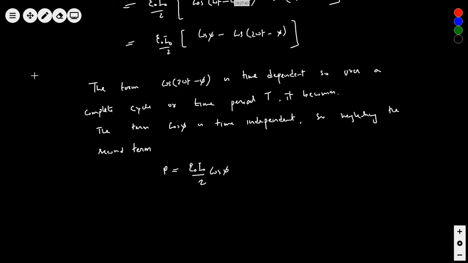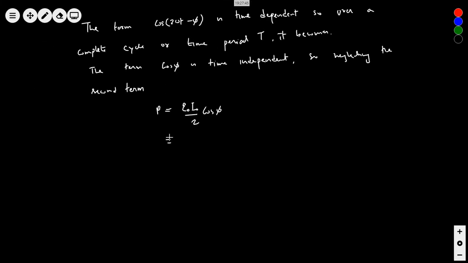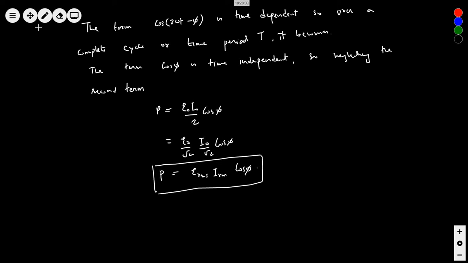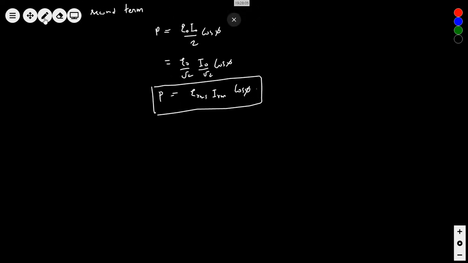Now we can manipulate it a little bit and write this as E naught by root 2 times I naught by root 2 times cos of phi. And what are they? They are E RMS and I RMS. So E RMS I RMS cos of phi. This is the power in an AC circuit.